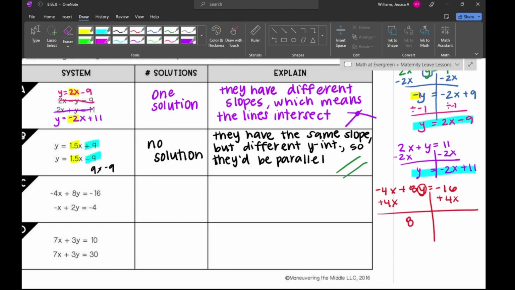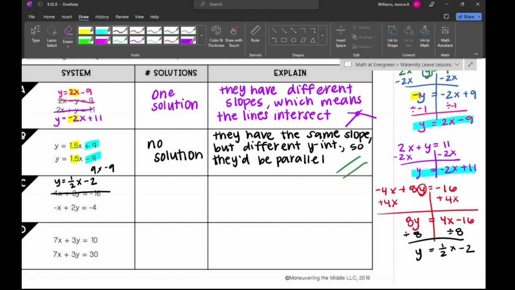Leaves me with a positive 8y is equal to, I want the x first, that's a positive 4x, so I'm just going to write 4x, and then minus 16 because it was a negative 16. And then the y needs to be by itself, so I'm going to divide both sides by 8. On the left side, that leaves me with y, and on the right side, I have to divide everything by 8. 4 divided by 8 is 1/2, so I'll have 1/2 x, and then negative 16 divided by 8 would be negative 2. Okay, so this first equation would become y equals 1/2 x minus 2.